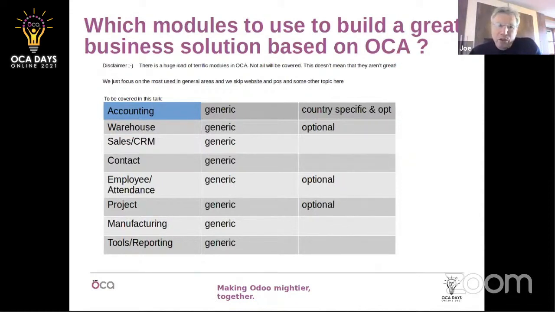Warehouse is another area which is, of course, important. I think the standard product is terrific already, but there are also a couple of options that are really good to include to make sure that the warehouse is fully covered. Sales CRM, one of the powerhouses of Odoo anyway, but again, a couple of possibilities to really make it a little bit better even.